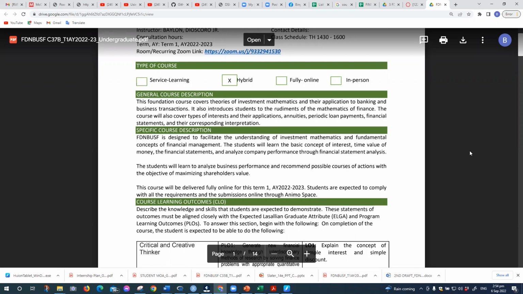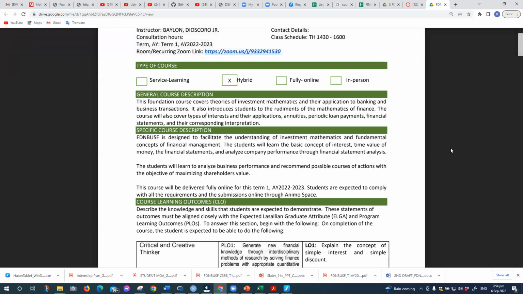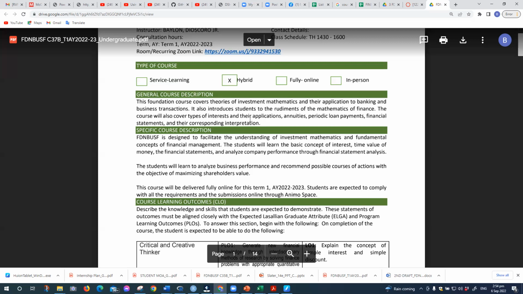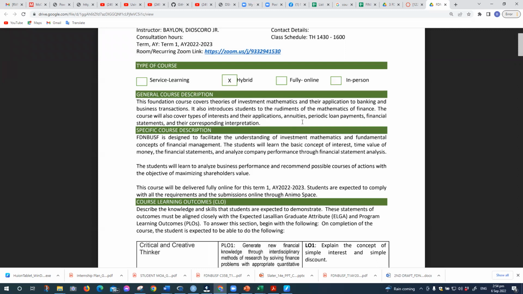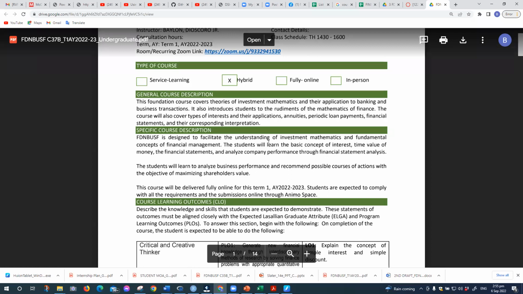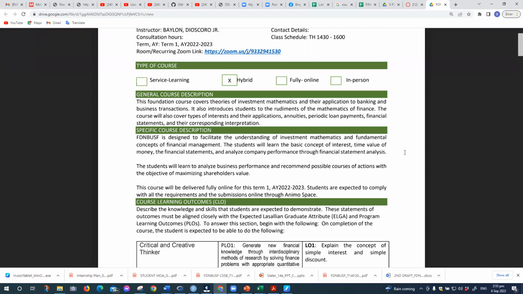So we're going to learn about interest, discounts, the different types of discounts and interest, and the different types of cash flows. So we will be introduced to the rudiments of mathematics of finance. We'll take a look at interest or discounts and their applications. We'd like to take a look at annuities, loan payments, and then part 2 will be on financial statements and financial statements analysis, and its interpretation.